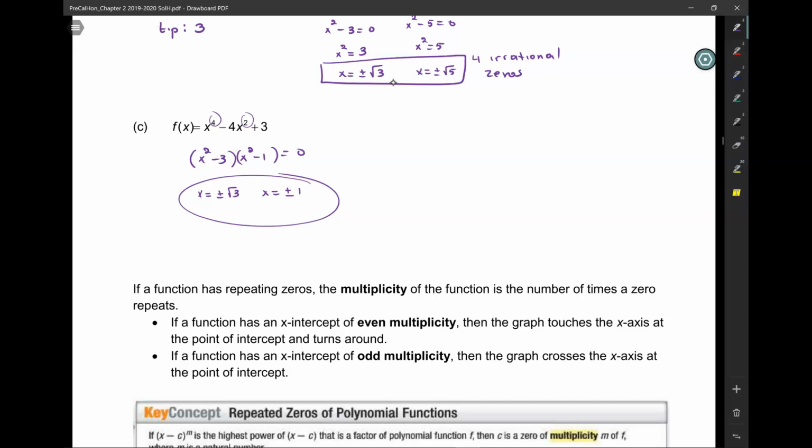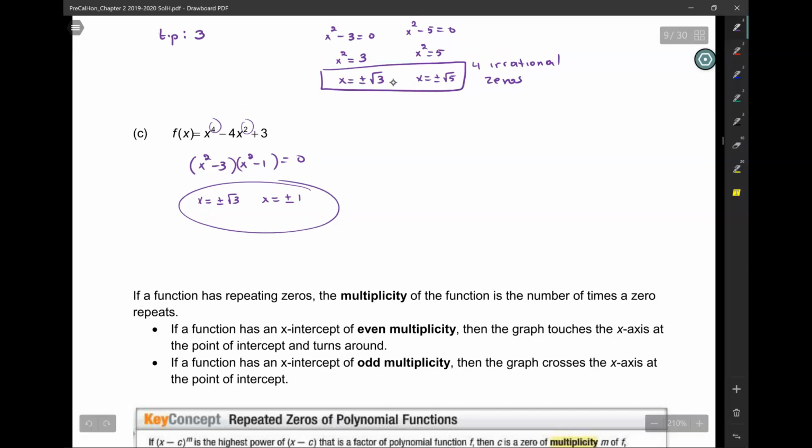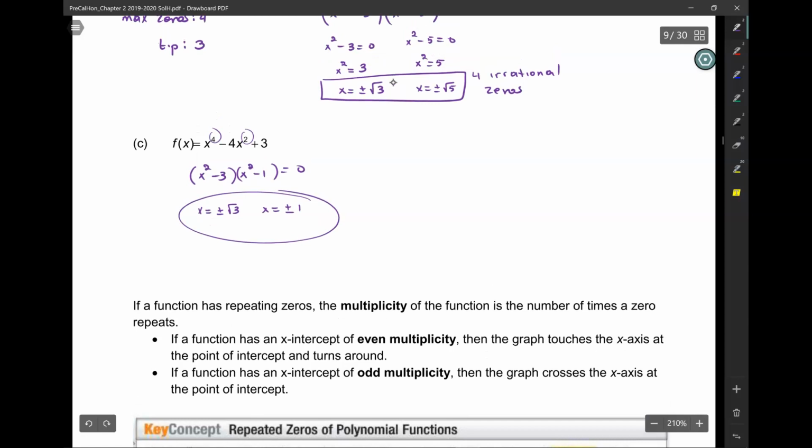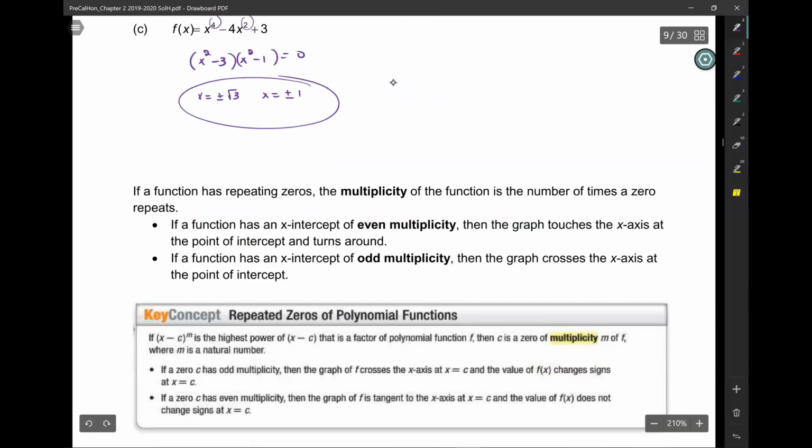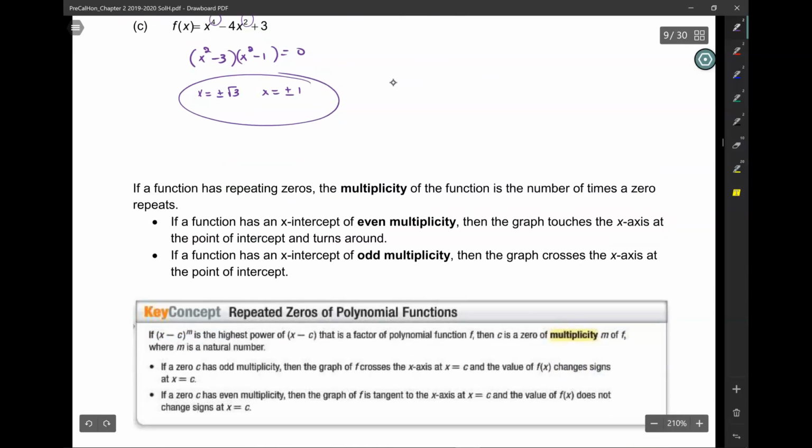Are we going to get any that have more than 4? You can't have more than the degree. It's mathematically impossible. If the degree is 4, it's mathematically impossible to get more than 4 zeros. You can get 3. Eventually, yes. Okay. Let's talk about multiplicities.